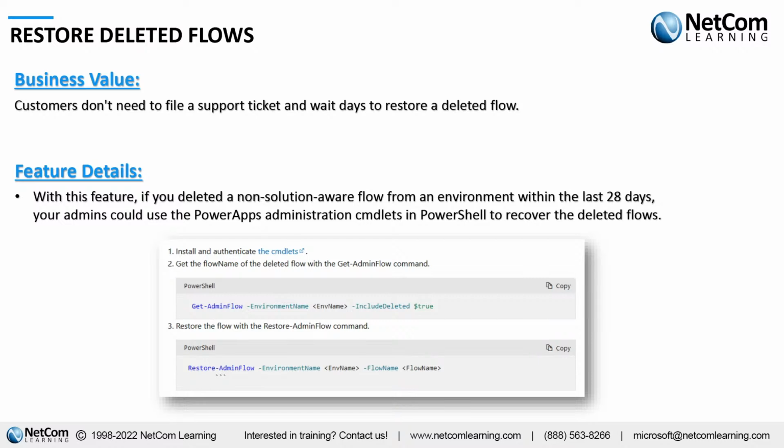It's a very simple couple of commands that you would want to run. First, identify the flow that you would want to restore, and then go ahead and restore that particular Power Automate flow. Again, as I said, it's a two-step process. The first one is basically identify the flow that you want to restore. And the second one is actually restoring the flow that you would want to restore in that situation.